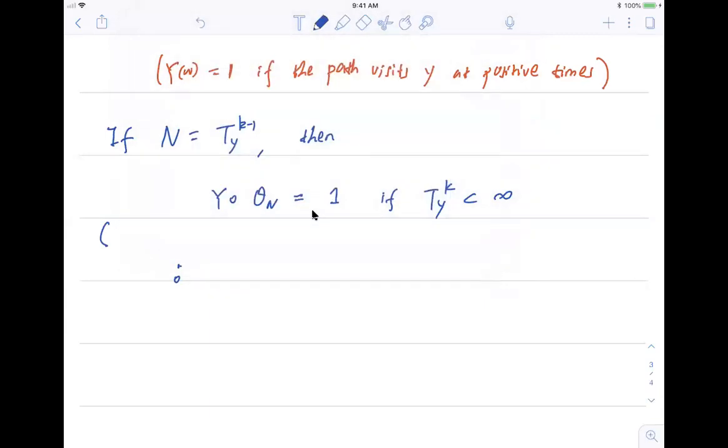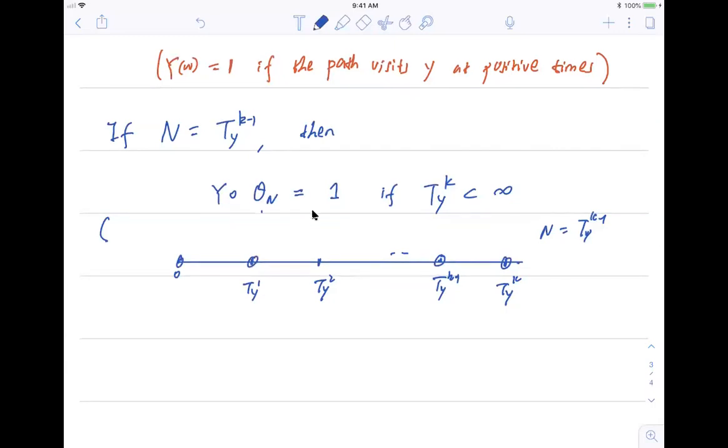Okay, so let's label the time at which we visit y. So this is t_y^1, this is t_y^2, this is t_y^{k+1}, this is t_y^k. So now we know that n is t_y^{k-1}. So here, this is 0.